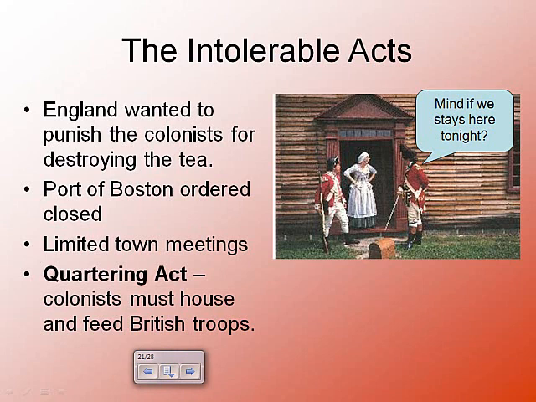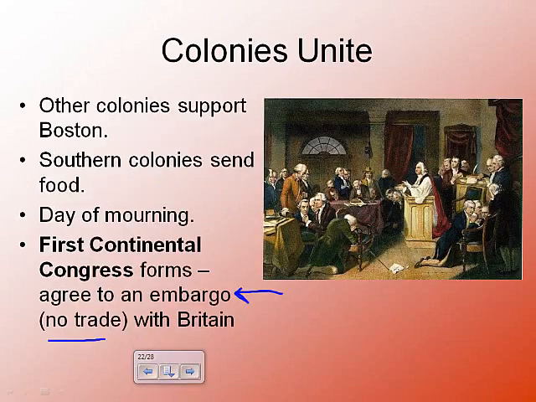So again, these four reasons: the British troops being tried in England, the Quartering Act, which meant they had to house British troops, even if they were against the British throne and their government, they limited town meetings, and they closed the port of Boston. Again, these are all reasons why the colonists will want to revolt. Eventually, the colonies do unite. The southern colonies eventually send food to the north, specifically Boston, because the port is closed.